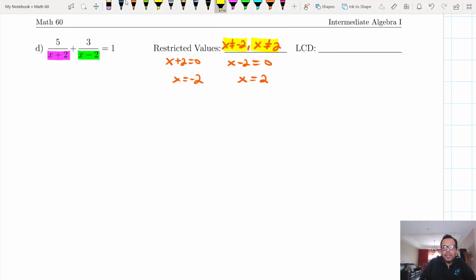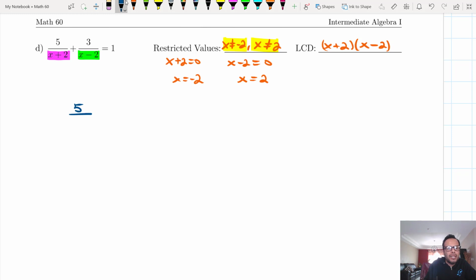Okay, the next step is to find the LCD, which in this case happens to be the product of these two denominators, right? x plus 2 times x minus 2. I know what you're thinking. You may be thinking this is the factored form of a difference of squares, which incidentally is true. However, we are going to keep it in factored form in order to be able to divide out common factors. We might need that difference of squares later in the solution of the equation, but in the meantime, let's keep it like this.